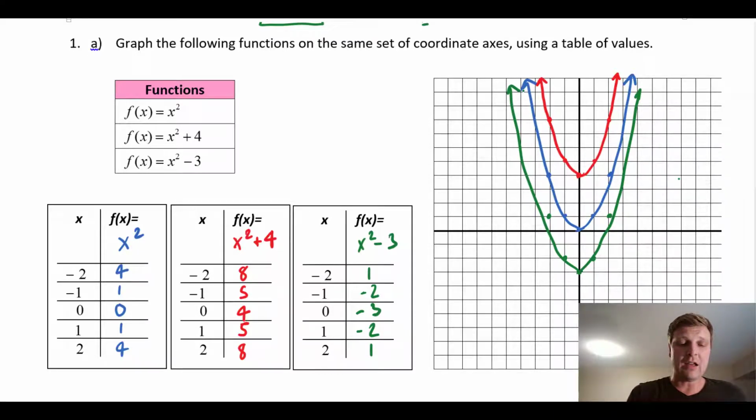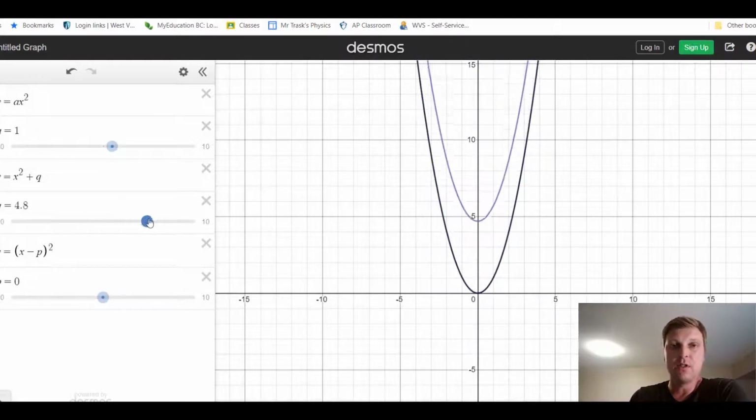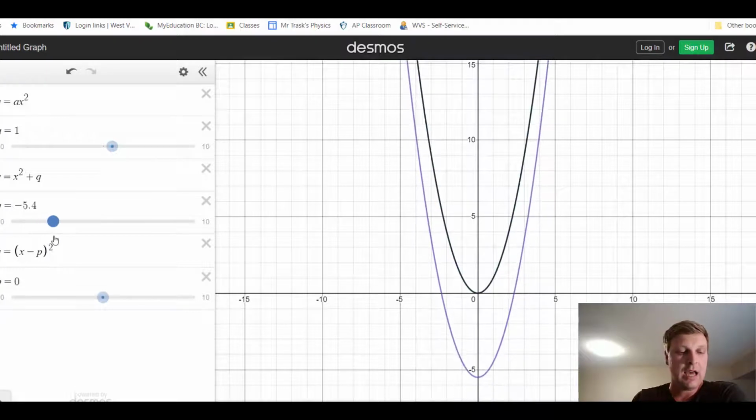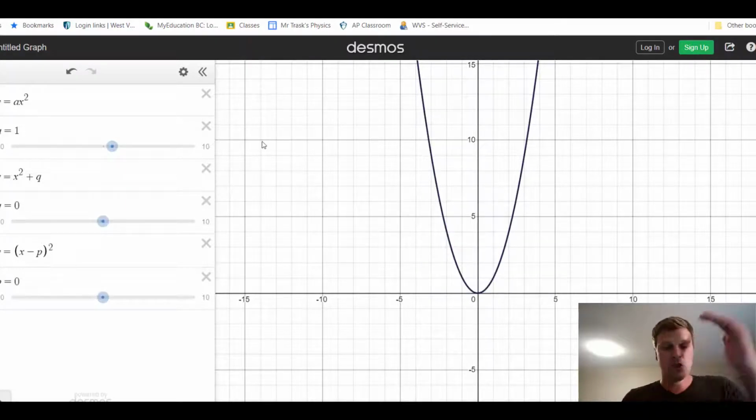So what does this q value do? What happens when we add something to the end of the parabola? Well, you can see here I've got the q slider, so there's my basic function. When q is positive, it just takes the parabola and shifts it upwards, just moves it in the positive y direction. When q is negative, it just shifts it downwards. Same shape, same pattern, hasn't done anything to change the steepness or which way it opens, it just literally shifts it up or downwards. So any q number is just going to shift up or down.